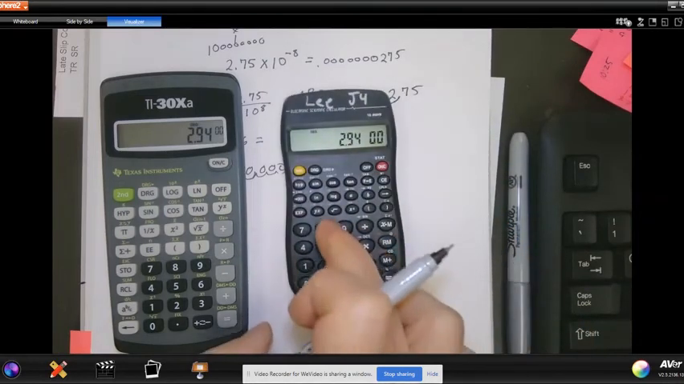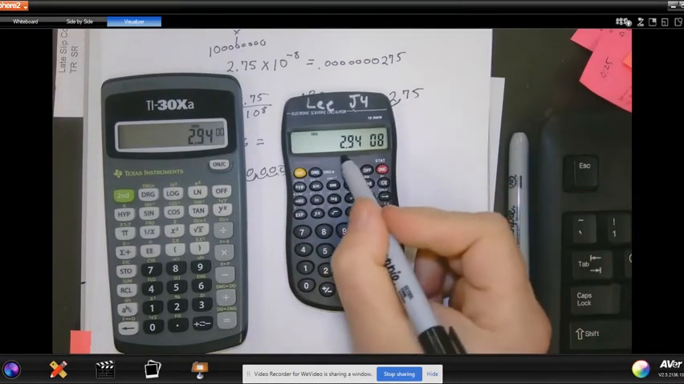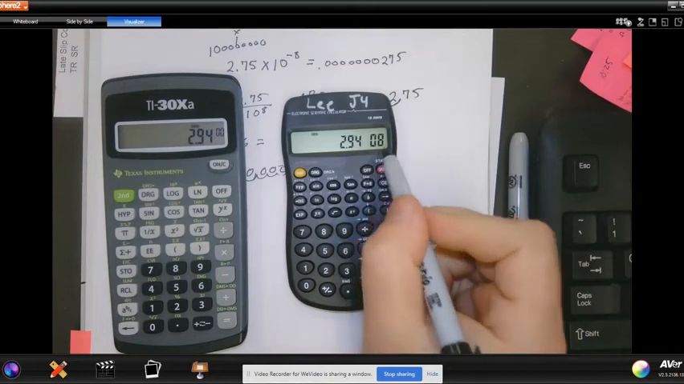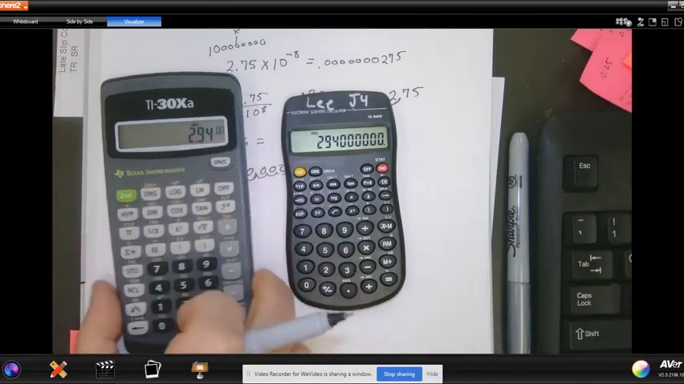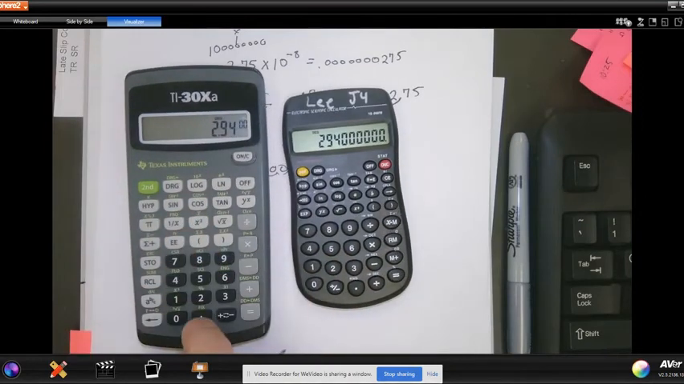In this case, 8. So what this is saying is 2.94 times 10 to the 8th power. If I hit equals, it actually figures it out. On this calculator, I type 2.94, write to the 8th power, and hit equals, and you notice they come up with the same thing. Hopefully they have the same amount of zeros.